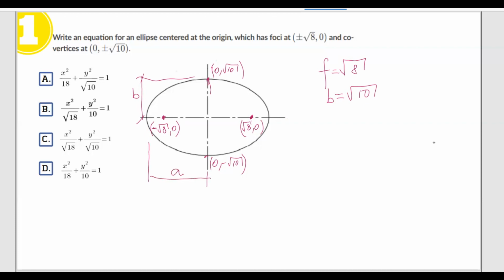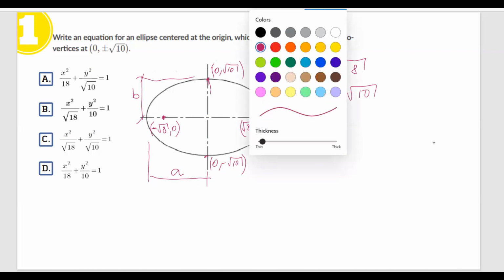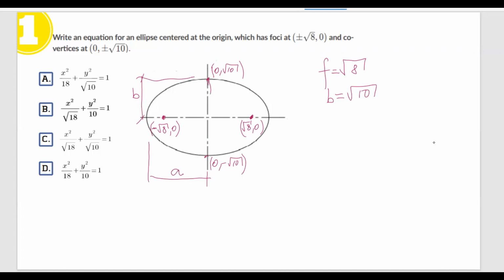So we have to find A in order to write the equation of an ellipse. We're going to use the same thing we just discussed about the focus point. I'll connect these 2 points here. What we know is that this distance is B. This is the focal point, right here.